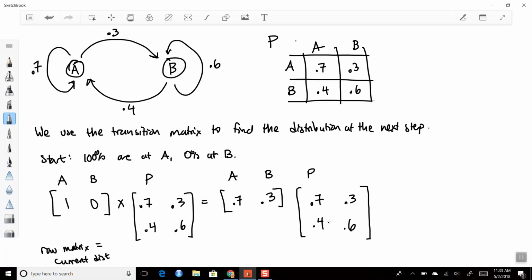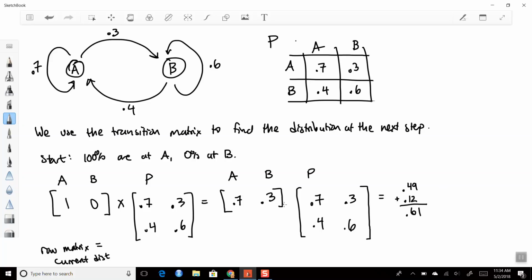I have 0.7, 0.3, and the matrix 0.7, 0.3, 0.4, 0.6. What's going to happen is that I've got 70% at A. Of that 70%, 70% will remain at A, so 49% remains at A. I also have 30% at B, and of that 30%, 40%, so a total of 12%, will move from B back to A. So after the next step, I would have 0.61.